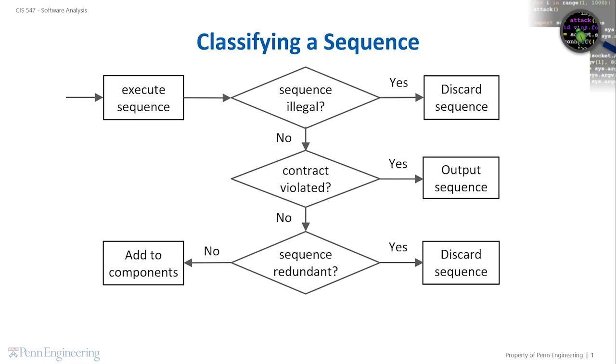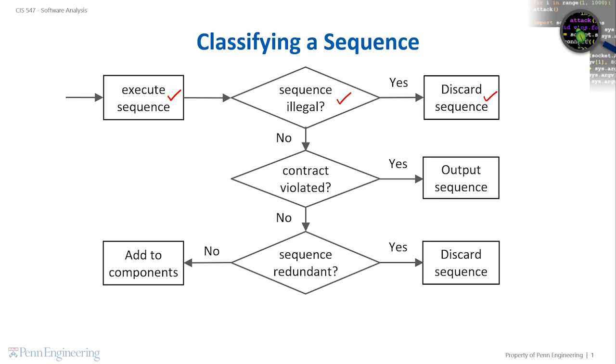Randoop uses the following decision process to classify each sequence that it creates in the algorithm we just saw. It executes the sequence and makes three checks on the result. The first check determines whether the sequence is illegal. Intuitively, a sequence is illegal if it violates a precondition. For example, if an exception is thrown during the execution of the sequence. If so, the sequence is discarded.